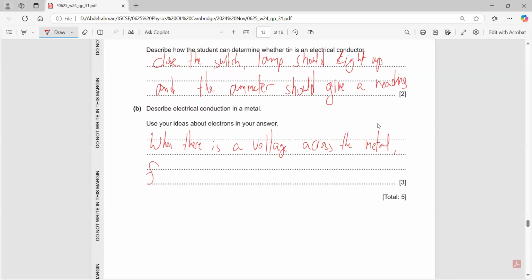Free moving electrons move between the atoms. The free moving electrons keep on moving between the atoms.